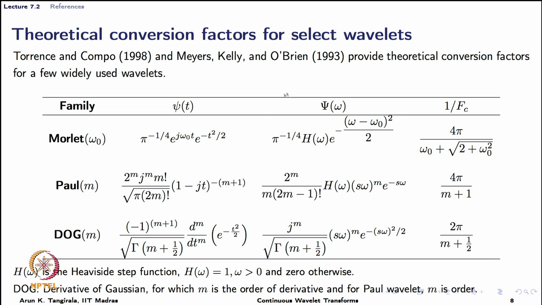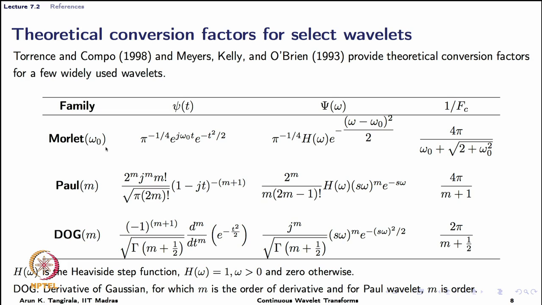Now, it is possible to theoretically compute the center frequency, as I mentioned early on in this lecture, for a few wavelets, and this was reported by Meyers et al. in 93 and then again by Torrence and Compo in 98 in their very nice papers on practical use of wavelet analysis in the respective domains, particularly in meteorological data analysis. So, I am reporting these results as was reported by Torrence and Compo for 3 families of wavelets known as the Morlet, the Paul and the derivative of Gaussian. Each of these waves is characterized by some parameter.